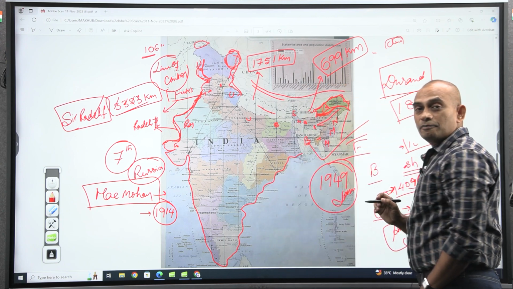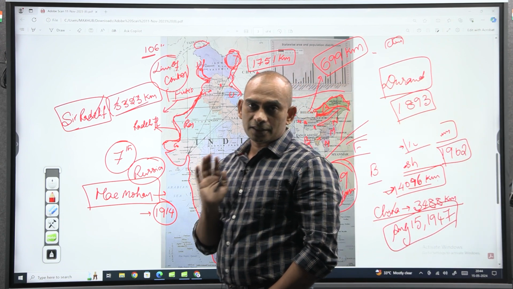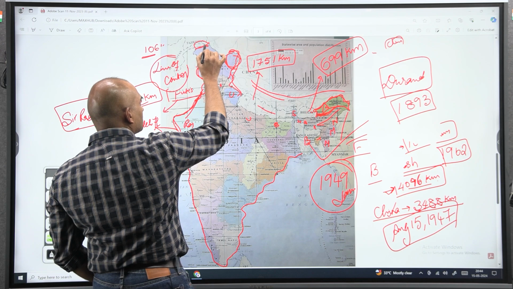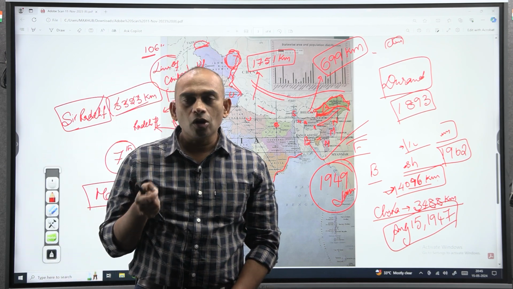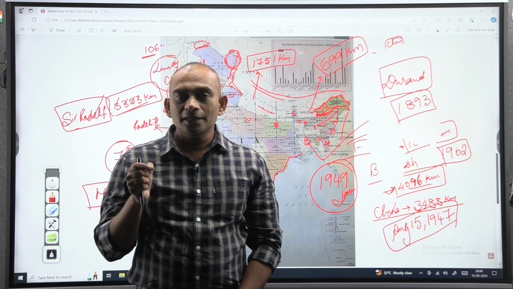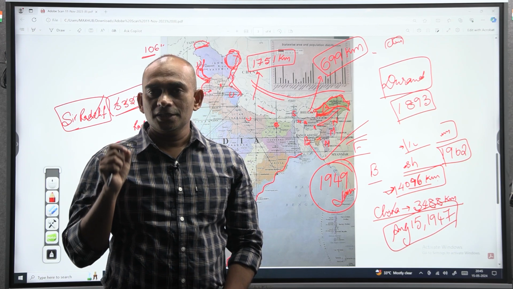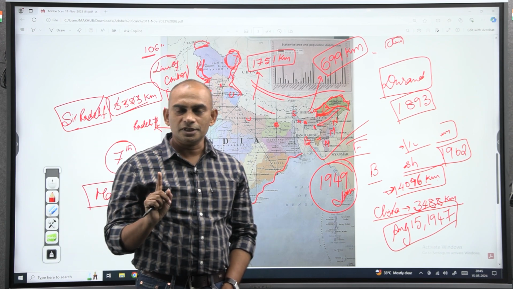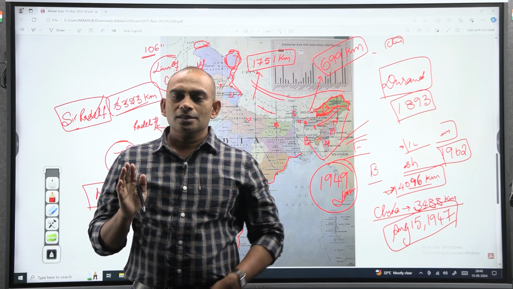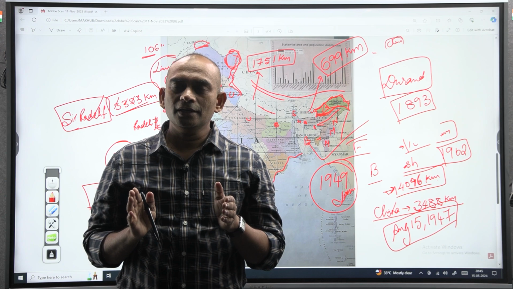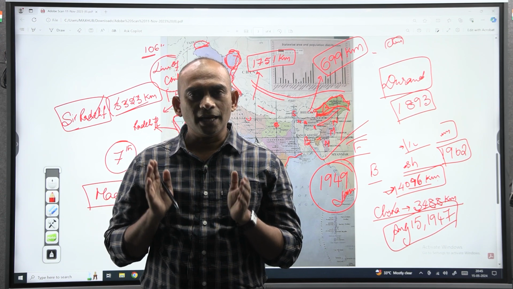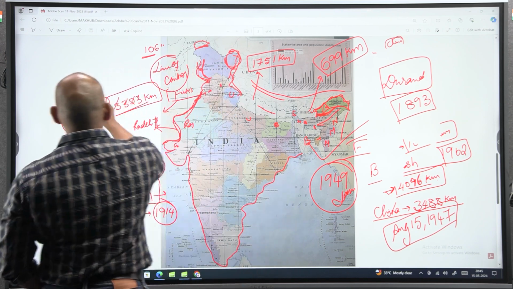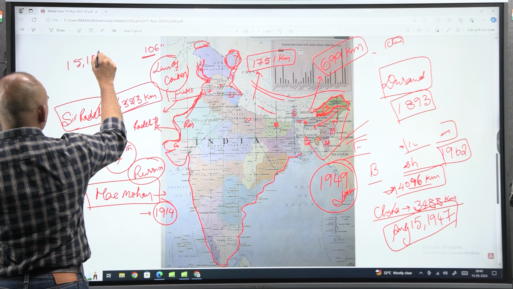After the partition of British India into India and Pakistan, this Baltistan and Gilgit Baltistan region was the one small area where Afghanistan shares its boundary with India. That is 106 kilometers. So that means India has a land frontier. How much land frontier does India have? 15,106 kilometers.